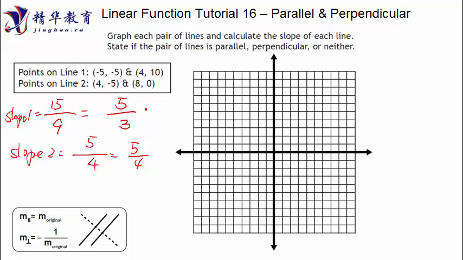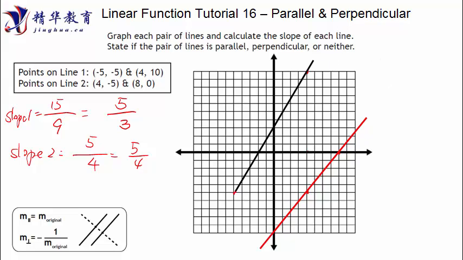Let's see if it's true or not. We're looking for (-5, -5): 1, 2, 3, 4, 5 and 1, 2, 3, 4, 5. We got this point here. And then we got (4, 10), which is 1, 2, 3, 4, and then 10 in here. Let's connect these 2 points. Now we have the black line. Let's try the other one. (4, -5) is in here, and then (8, 0) is in here. Now we connect these two, and then we have the red line.